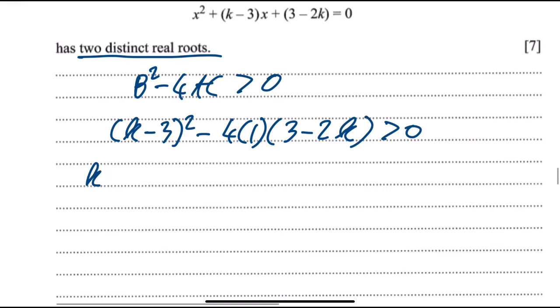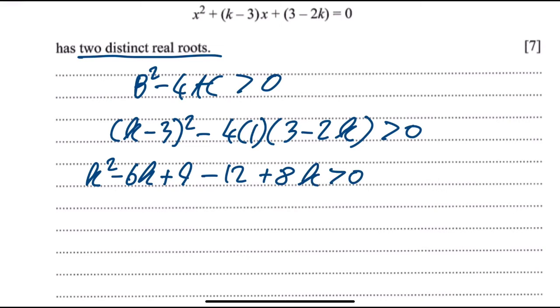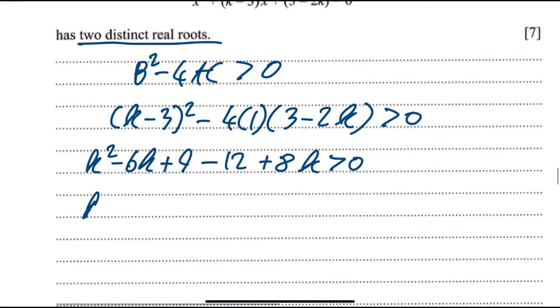So let's sort out the k minus 3 squared. First of all, that's k squared minus 6k plus 9. Then over here, minus 4 times 1 times 3 is minus 12. Minus 4 times 1 times minus 2k will be positive 8k, greater than 0. That's a mess. Tidy it up. You're going to have k squared plus 2k minus 3. Is that right? It is greater than 0.